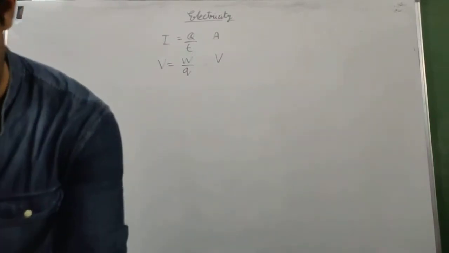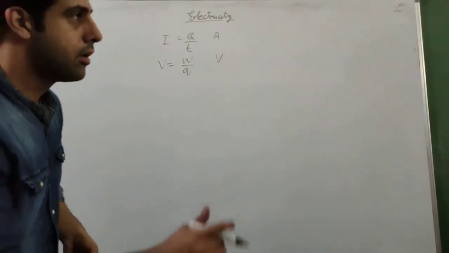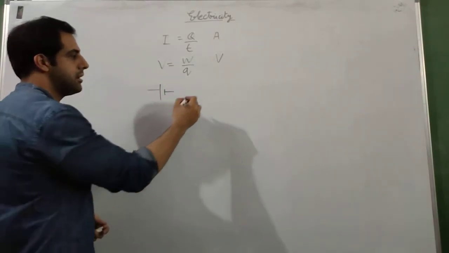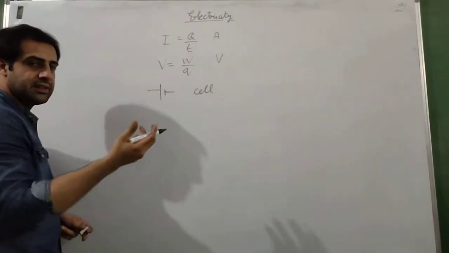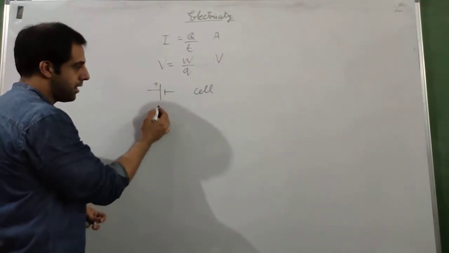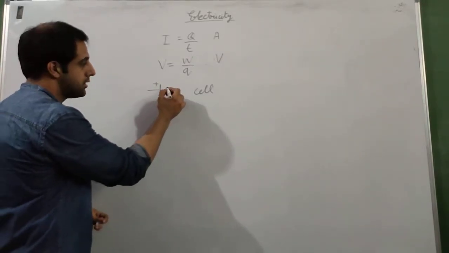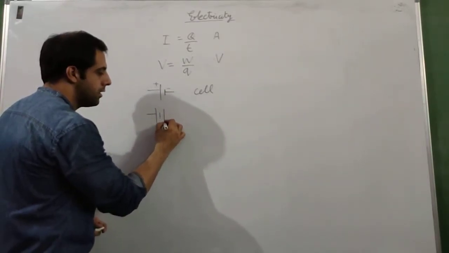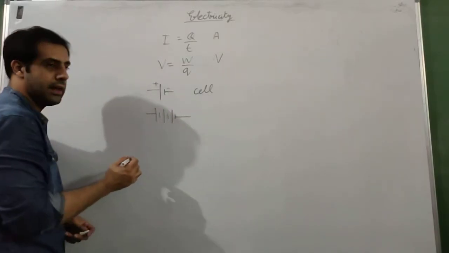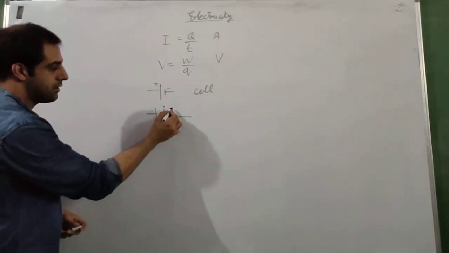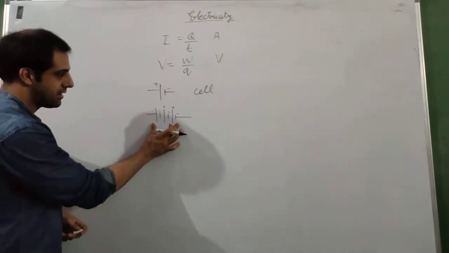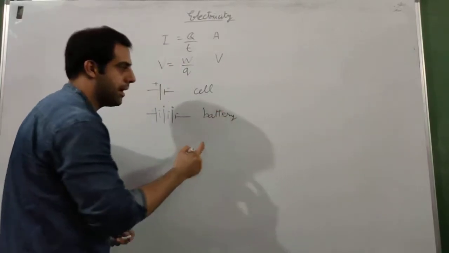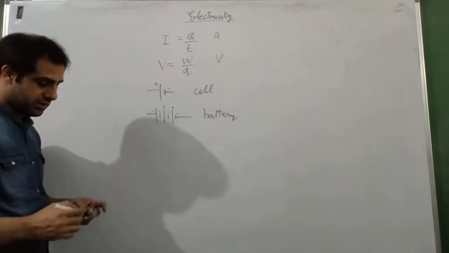Now one of the symbols, this symbol, is the symbol of a cell. This is the positive terminal of the cell, anode. This is the negative terminal of the cell, cathode. So this is a cell. If I combine more than one cell together like this, positive, negative, positive, negative terminals, one after the other, then we call it a battery. So a battery is a combination of more than one cell.